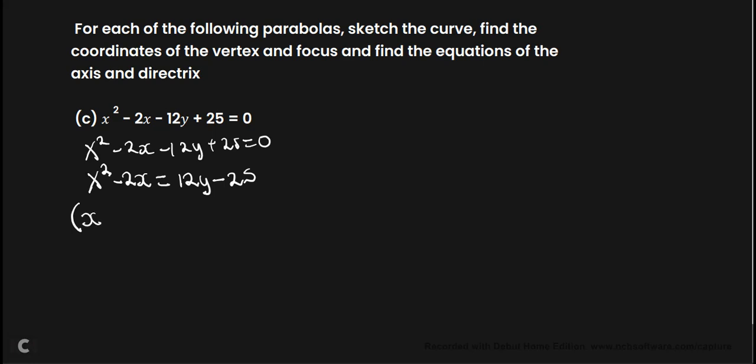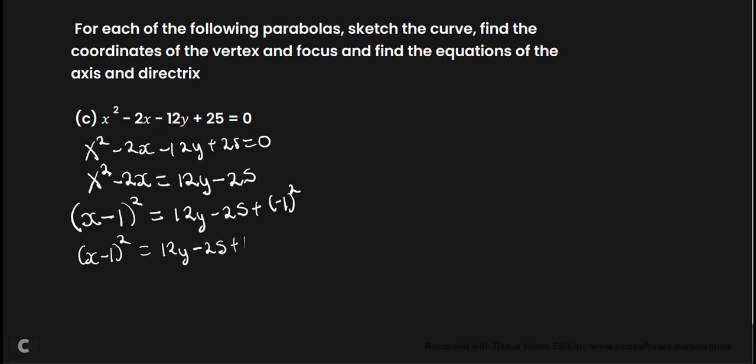From there, what you do is complete the square, which is x minus half of 2. What's half of 2? It's 1. So you say x minus 1 squared equal to 12y minus 25, and you square like that. Then that is 25 plus 1, so you have x minus 1 squared equal to 12y minus 24. From there, you say x minus 1 squared equal to, what's common is 12, so it will be y minus 2.